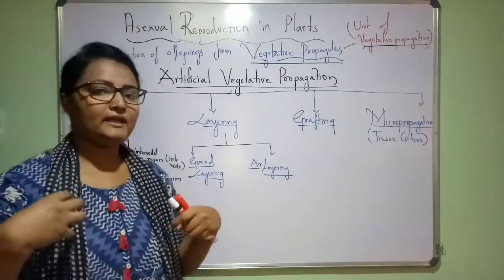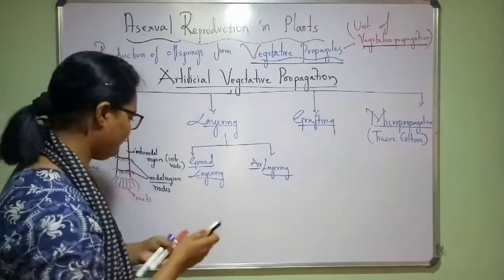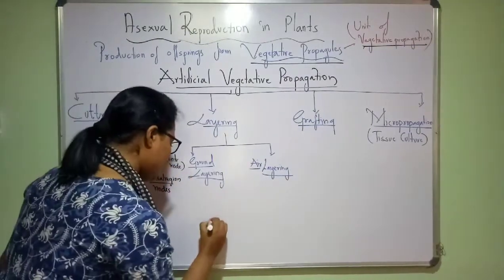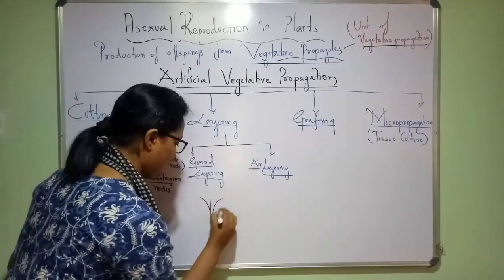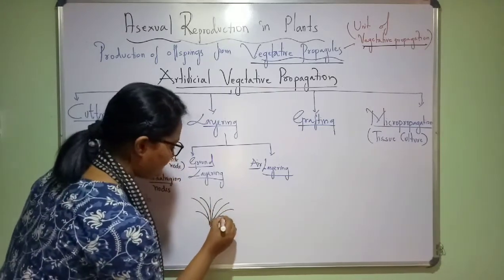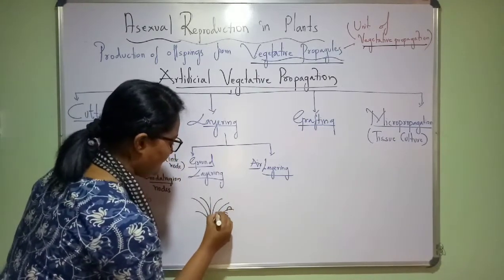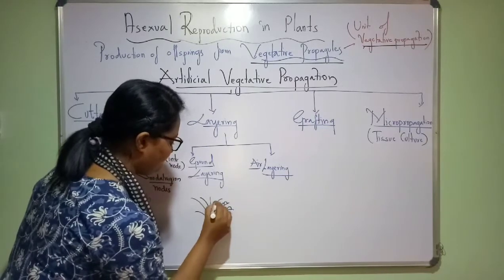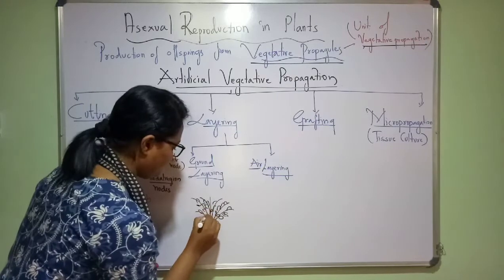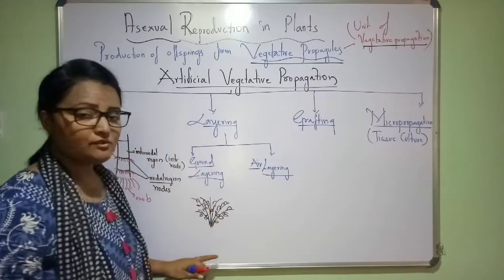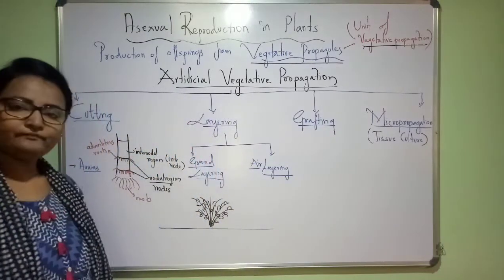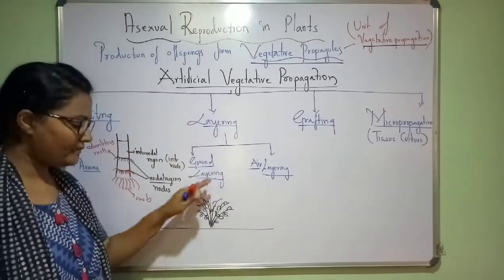Okay, how do they do this layering? I'll explain ground layering first. We can see this character in the jasmine plant. Imagine this is a jasmine plant. This will be our ground level. This is the ground, and this is above the ground.